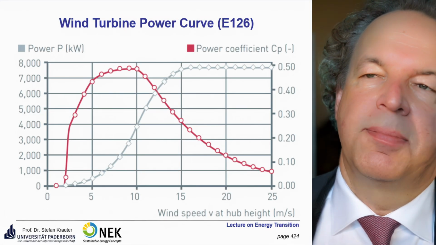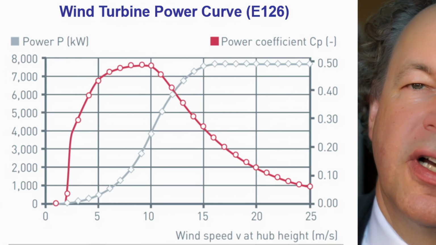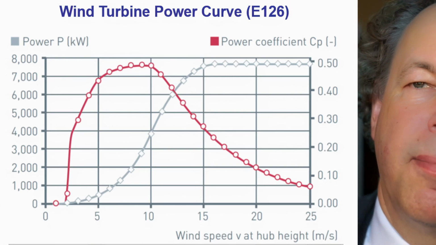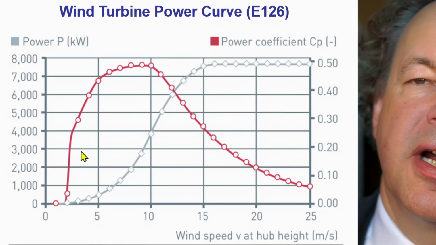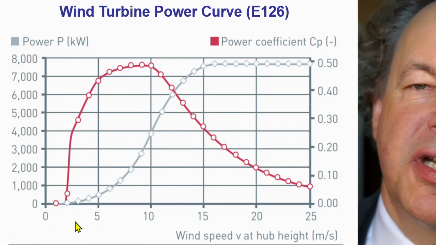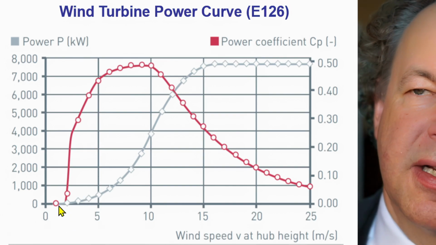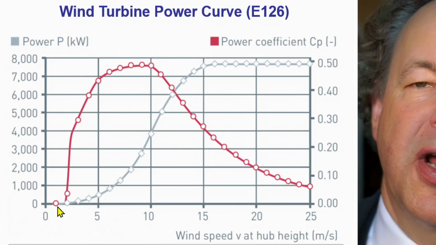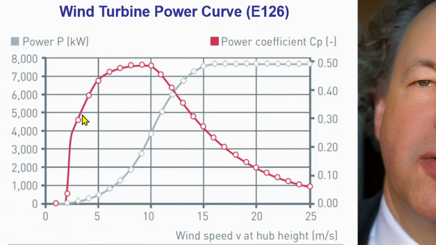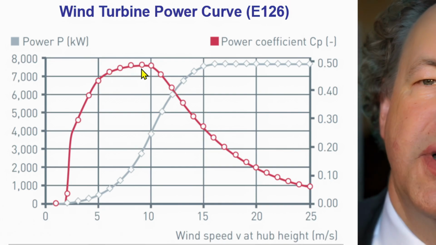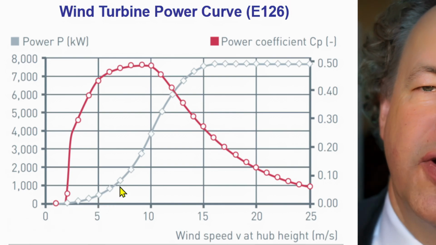So you see here a typical wind turbine curve. So you have here the 8 megawatt power plant. So you see here the power coefficient here in red. So that's the conversion efficiency. Below 2 meters per second it is 0 because the blades do not have enough moment to bring the turbine to turn. Then it goes up quickly. Then you have a maximum here at a wind speed of about 10 meters per second, and then the conversion efficiency is reduced.